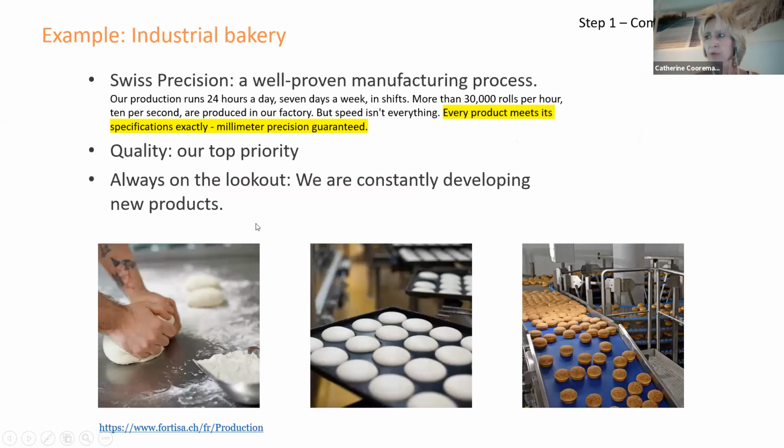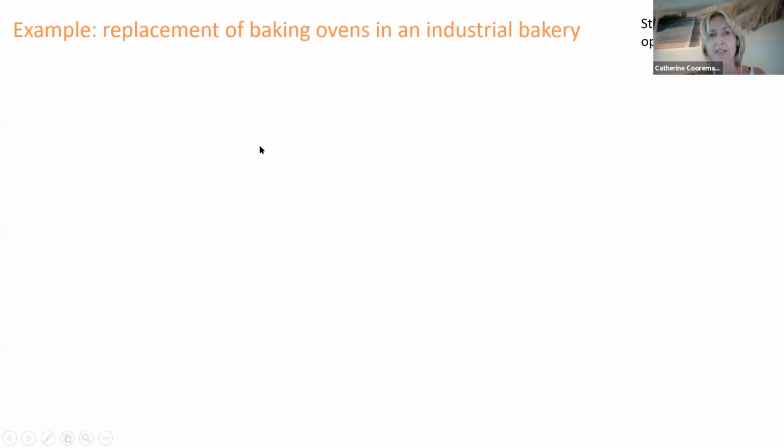I give you an example of this approach here. You see that it's an industrial bakery. You can go and find them here. It's Fortisa, it's their name. And they are proud to mention that they have a Swiss precision in their manufacturing process, that every product meets specifications exactly, and millimeter precision is guaranteed. Quality is their top priority. And actually, of course, to achieve that, you need energy, but most importantly, you need energy services.